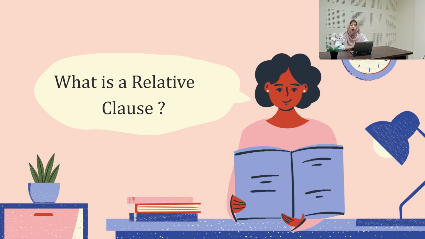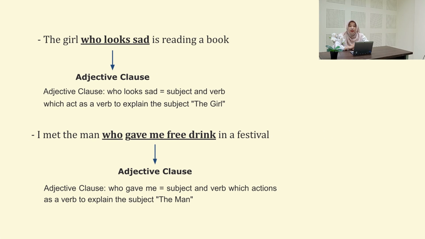Okay class, are you ready for our third meeting? Our topic of discussion is about adjective clause or relative clause. By the way, what is a relative clause or adjective clause? Could you please give me an example of it? I'll give you the example. The girl who looks sad is reading a book. So which shows the adjective clause or relative clause? The adjective clause or relative clause is who looks sad. So here, this clause acts as a verb to explain the subject, and the subject is the girl.